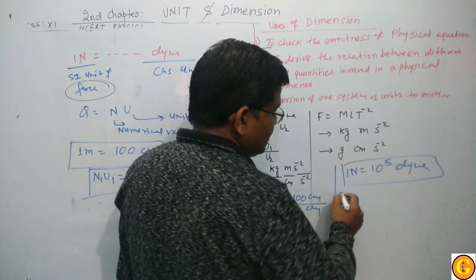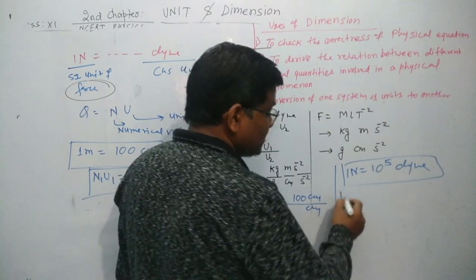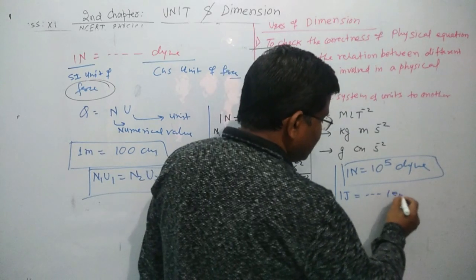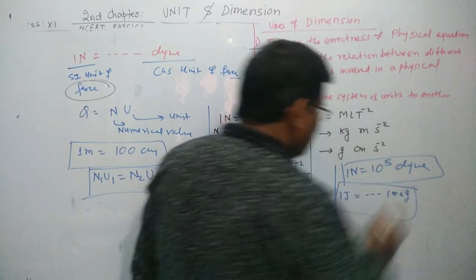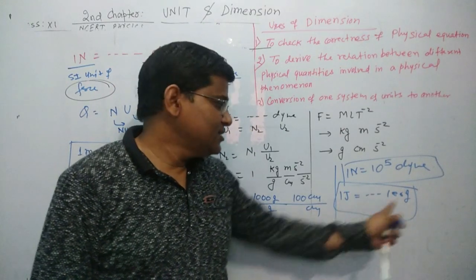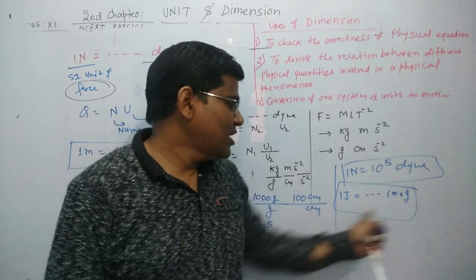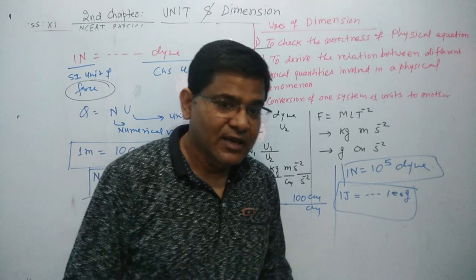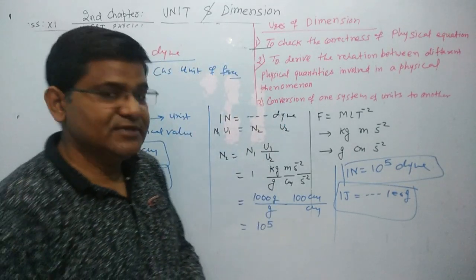Then for work, how many erg is 1 joule? You can find the value. This is the SI unit of work, and this is the CGS unit of work done, and you can convert easily. And this is all about dimensions.